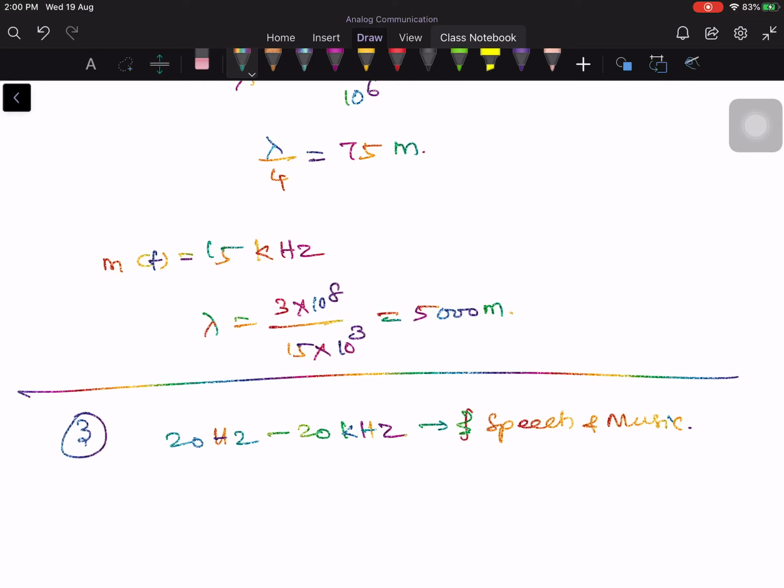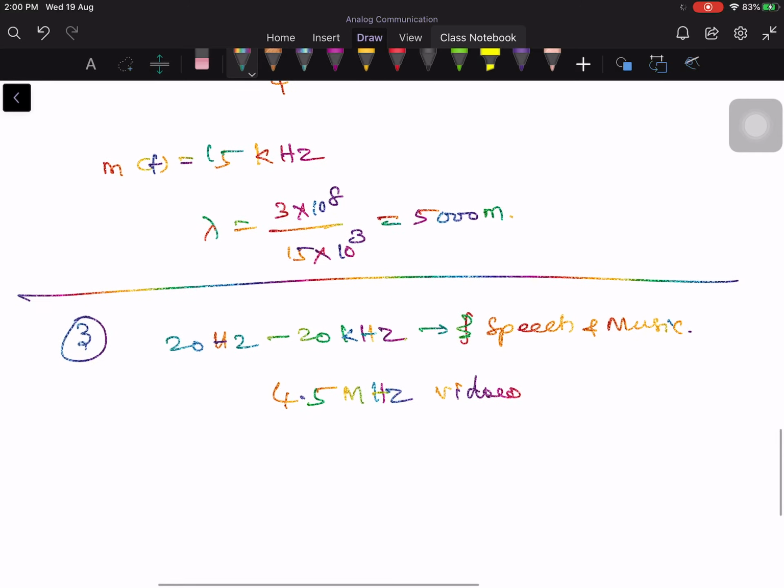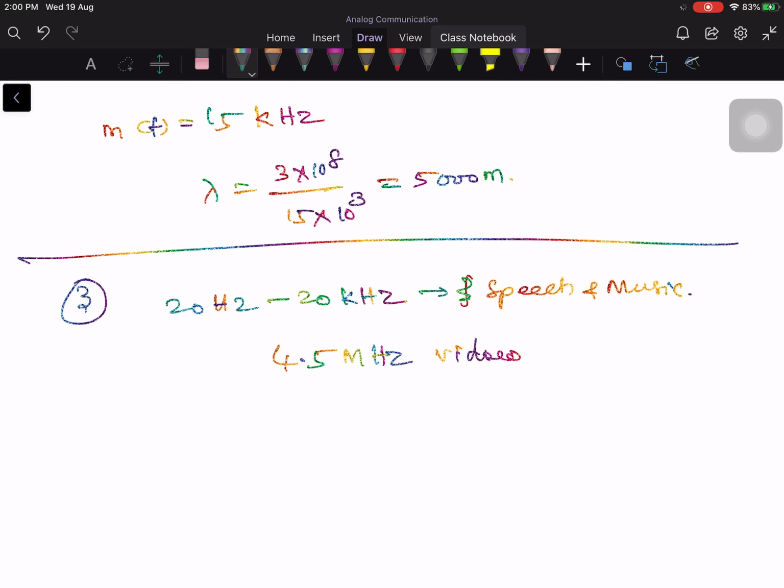Maybe a few megahertz for video, like I said, 4.5 megahertz for the video signal. These are typical values one should remember, otherwise all signals from different sources would be hopelessly and inseparably mixed up.